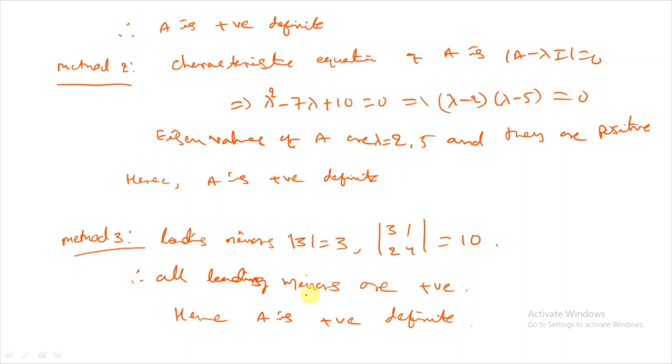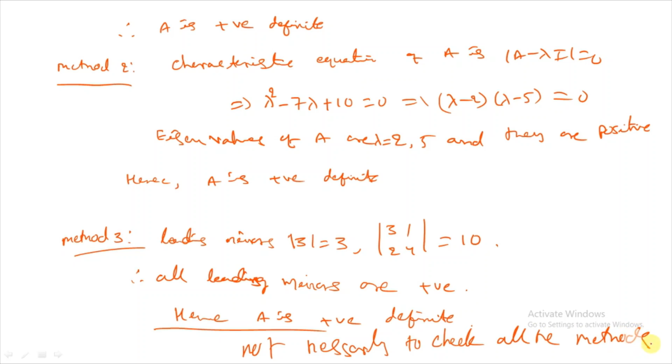It is not necessary to verify all the methods. You can go for any one method to check whether it is positive definite or not. Check the eigenvalues, check whether the quadratic form is positive, or go for leading minors. Use any one of the methods, not all methods.